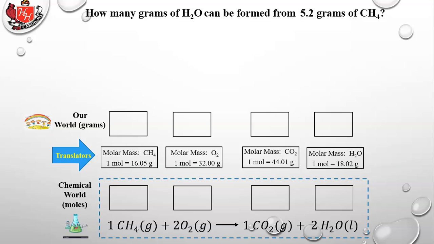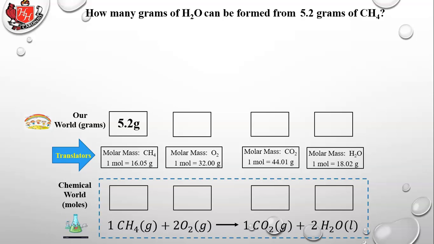Alright, now we're going to move on to a three-step problem. This is a grams to grams problem. You're going to start with some number of grams. You have to end up with some number of grams. So how many grams of H2O can be formed from 5.2 grams of CH4? Okay, so think about where the question mark is going to go, grams of H2O, and where the known value is going to go, that's 5.2 grams of CH4.